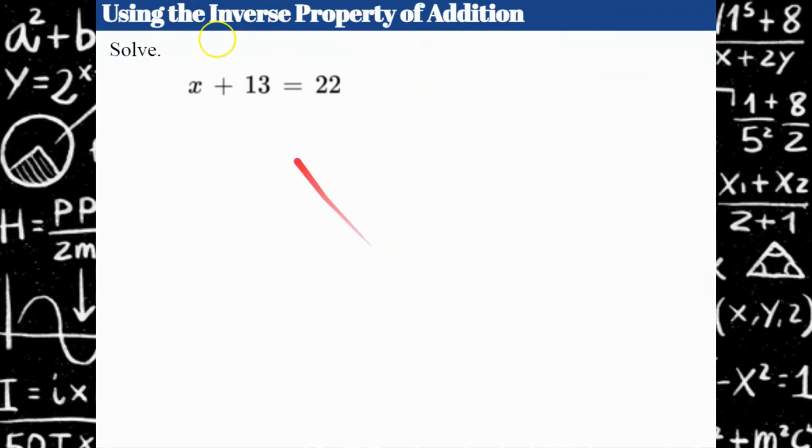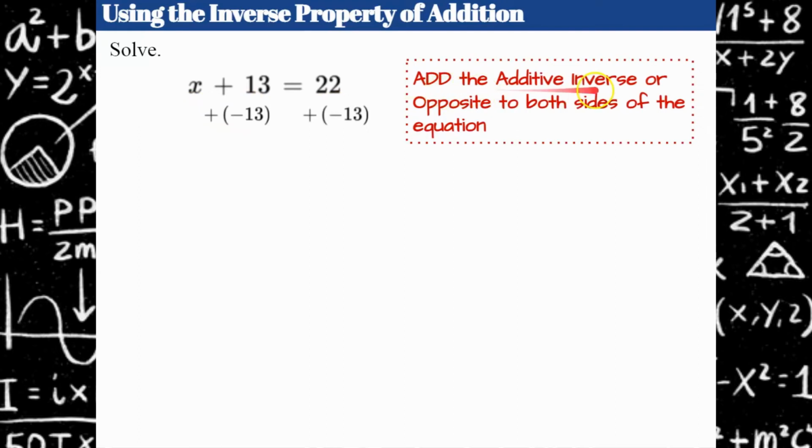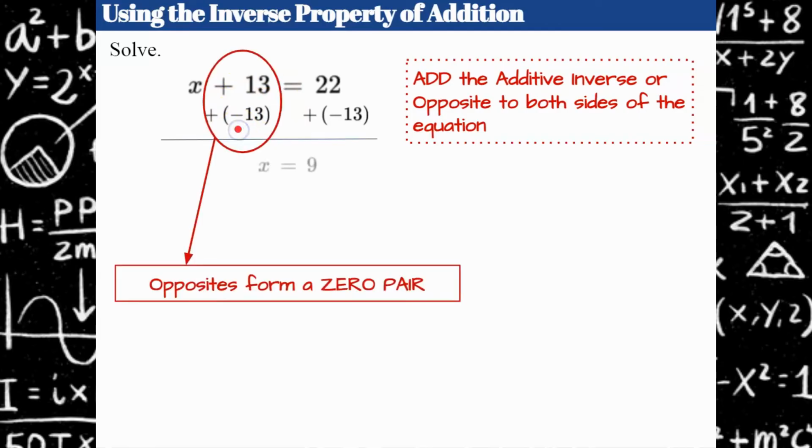All right, let's talk about using the inverse property and why it's important that you know it. First, we're going to use the inverse property of addition. We have a simple equation here, x plus 13 equals 22. We add the additive inverse, or the opposite, to both sides of the equation. The opposite of 13 is negative 13. Think of it as $13 in your wallet, and you subtract the $13. These are opposites, or a 0 pair, and I'm left with just x equals 22 minus 13, or 9.